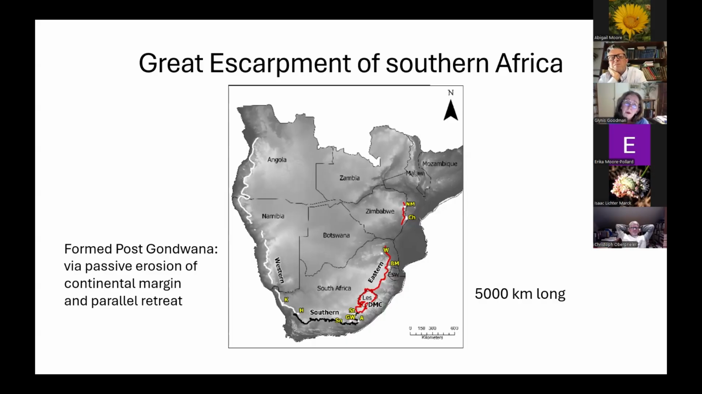And one of the reasons for this richness along the margins of southern Africa is that that is where the Great Escarpment lies. It's about 5,000 kilometers long, and it was formed after the splitting of Gondwana, and it's thought that it was by passive erosion of that continental margin and parallel retreat that we have these chains of mountains and escarpment.